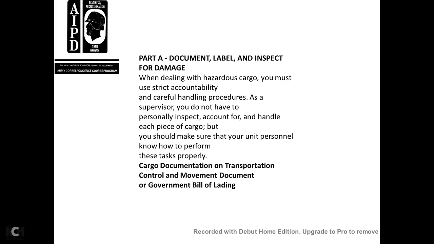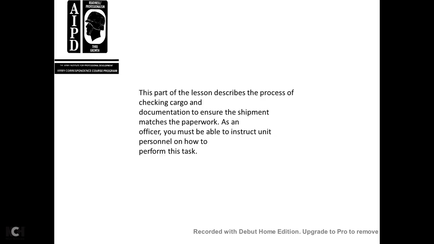As supervisor, you do not have to personally inspect, count, or handle each piece of the cargo, but you should make sure the unit personnel know how to properly perform these cargo tasks. Cargo documentation: the Transportation Control and Movement Document and the Government Bill of Lading. The portion of this lesson describes the process for checking the cargo against the documentation and the shipment, matching the paperwork. As an officer you must be able to instruct the unit personnel on how to perform this task.